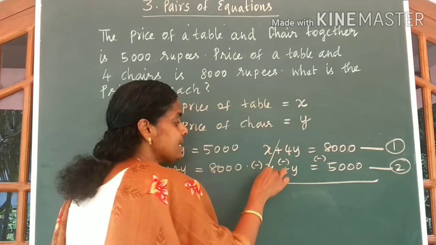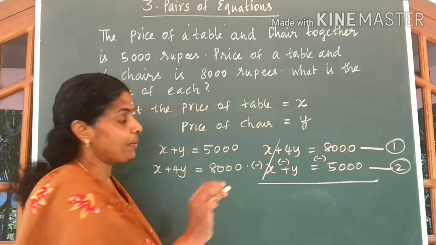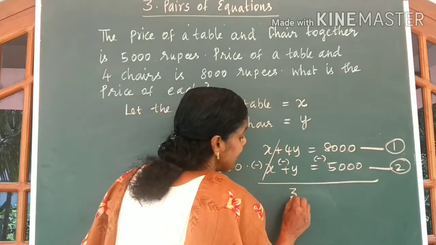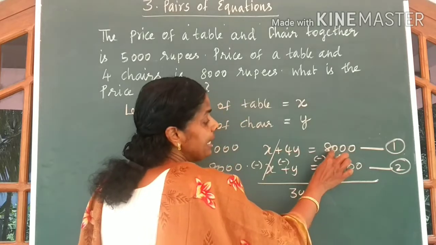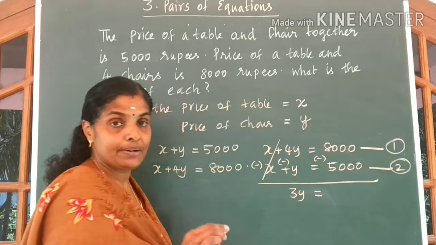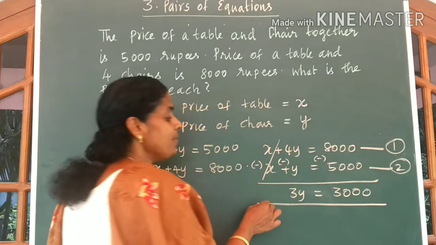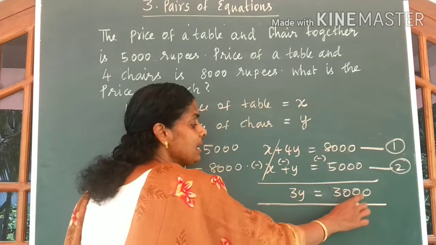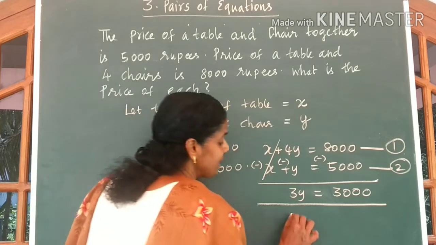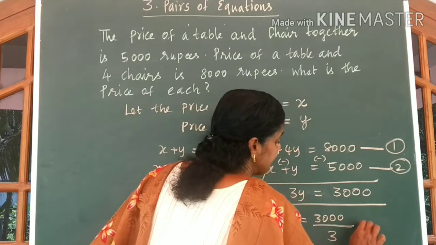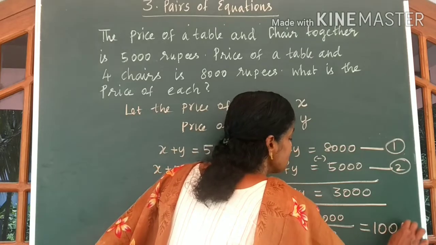x minus x gives you 0. 4y minus y gives you 3y, equal to 8000 minus 5000, which gives you 3000. From this, what did you understand? 3y is equal to 3000. So we can say y is equal to 3000 divided by 3, which is equal to 1000 rupees.